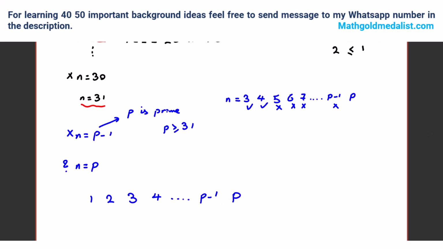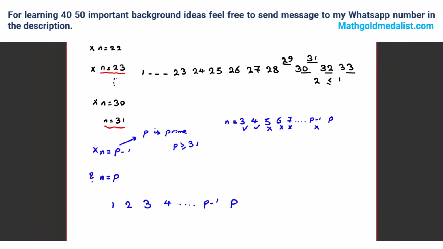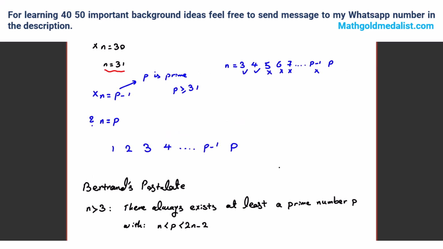Now, again, we want to do exactly the same thing. For example, we said, okay, 23, we wanted to check 23. We wrote until the first prime that we had. So, can you tell me the first prime after p? We can say it is in which interval? By Bertrand's postulate, we can say, if n is greater than 3, there always exists at least a prime number p with p greater than n and less than 2n minus 2.